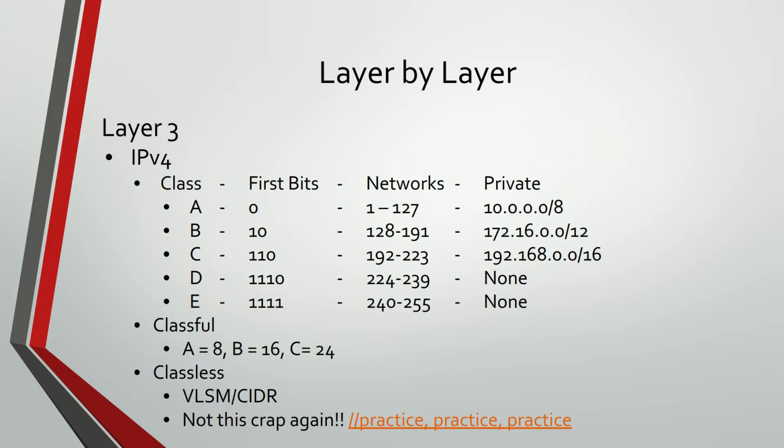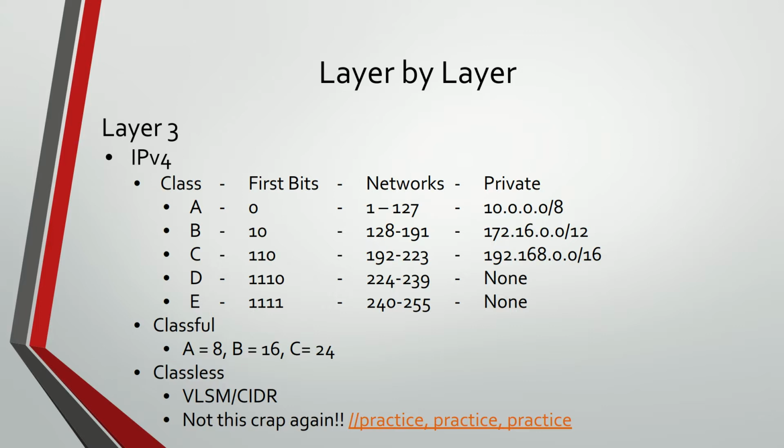The private address space there is 172.16.0.0/12. Because it's a /12, that means it goes from 16... 128, 64, 32, 16. So it's a 16 address space. So therefore it's going to go from 172.16 to 172.32.